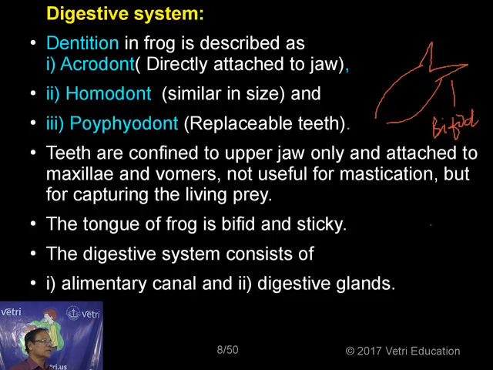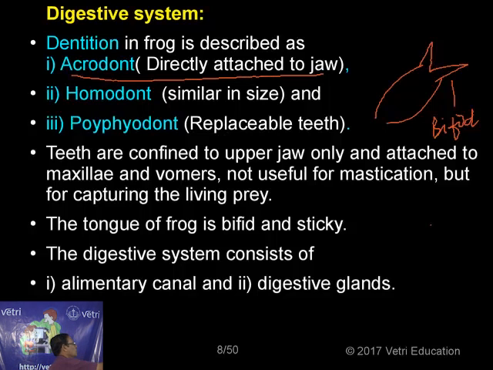Thus there is no mastication in the buccal cavity, but the animal does have teeth. Teeth are present only in the upper jaw, along with a pair of vomerine teeth. What is the nature of the teeth? The teeth are called acrodont, meaning they are directly attached to the bones. There is no gum. That condition is called acrodont, directly attached to the bones of the jaw.